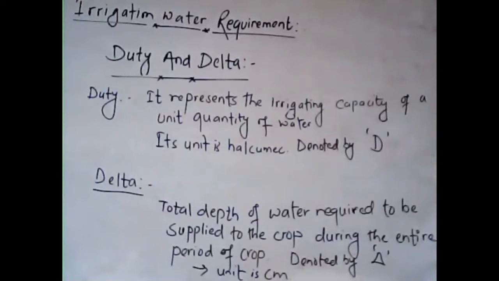Likewise, delta is the total depth of water required to be supplied to the crop during the entire period of the crop. It is the total depth that is required for the plant for its full growth during the crop period. Its unit is centimeter, and it is generally denoted by del.